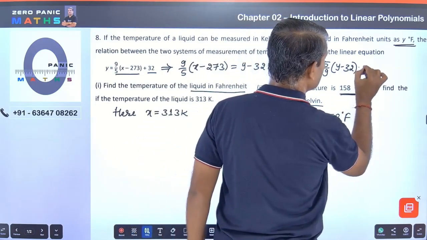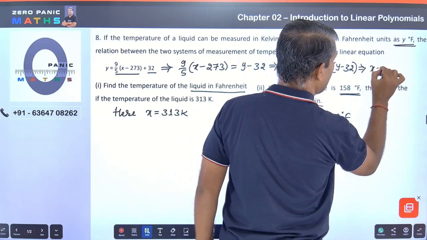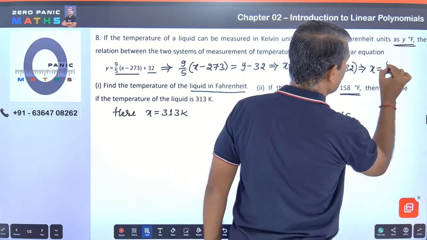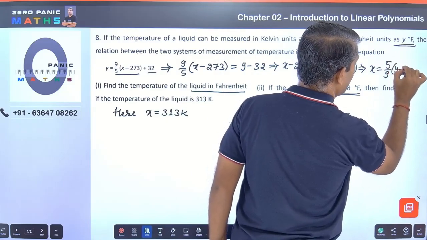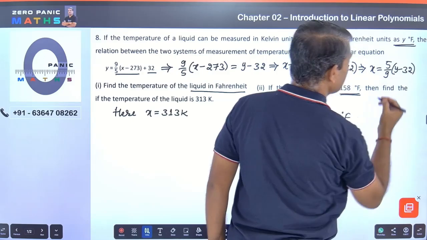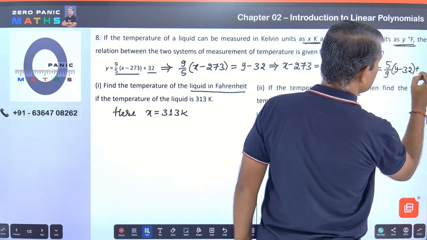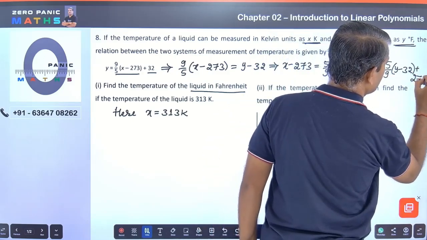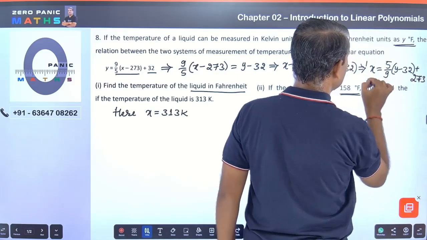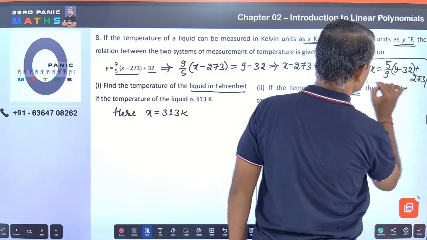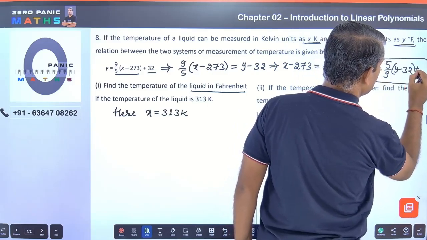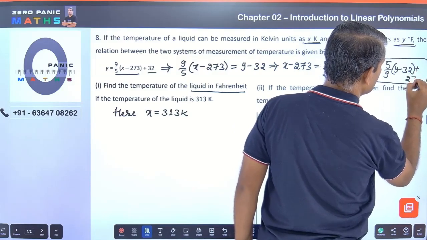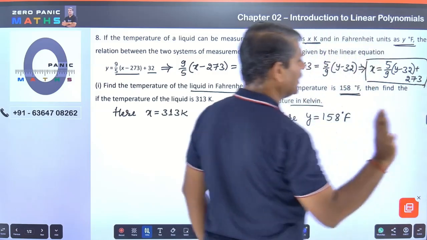It will give me the formula for x as 5 by 9 into bracket y minus 32, plus 273. Okay, now don't get confused here. I'll just mark this like this. So let me write this 273 correctly. It is plus 273. You have to write it in native way.